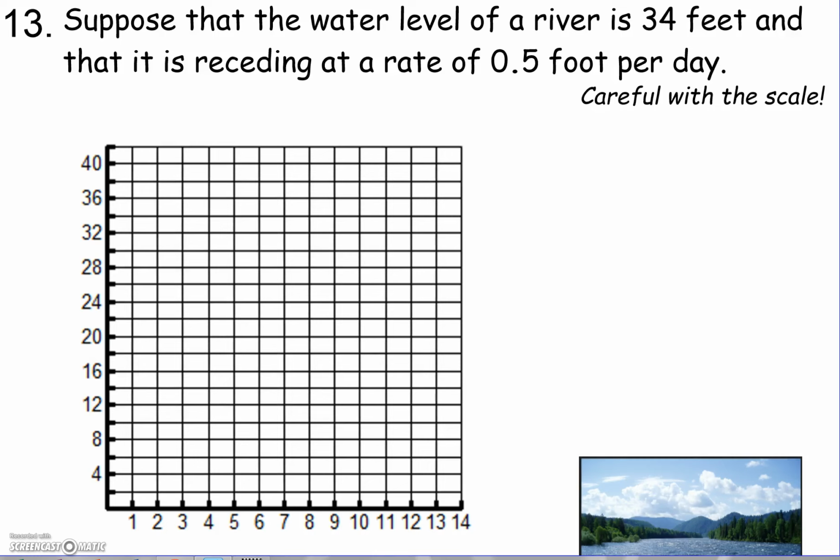Lastly, suppose that the water level of a river is 34 feet, so there's your y-intercept, that's your starting point, and it is receding, meaning going down, at a rate of 0.5 foot per day. Okay, so 34 feet, then 32 feet would be a foot, and so on. So you're going to end up with number of days.